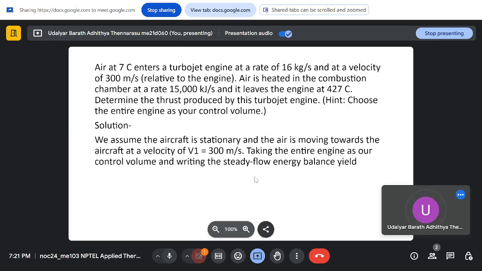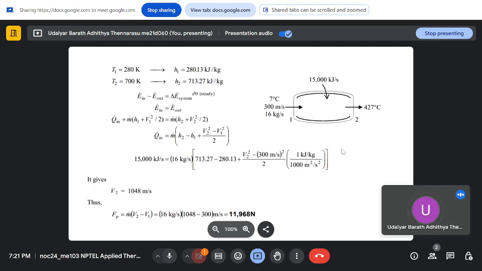So we need to find out the thrust. If we apply an energy balance across the whole engine, we assume the aircraft is stationary and the air is moving towards the aircraft at a velocity of 300 meters per second. So taking the entire engine as our control volume and writing the steady flow energy balance equation. So this is my engine, and I am applying a control volume here across the engine.